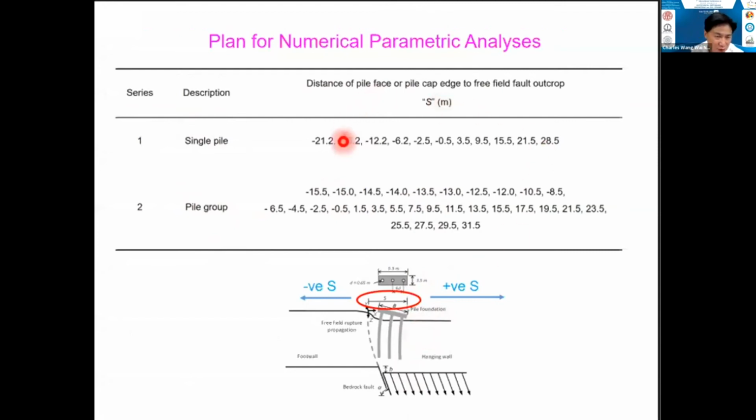In our numerical model, we don't change the fault location, but we change the pile group location ranging from negative S to positive S. So that's why you can see here negative 15.5, this is S, and so on to positive 31.5 meter. So there's a range for the pile group, and similarly, there's also corresponding analysis for single pile, also from negative S to positive S.